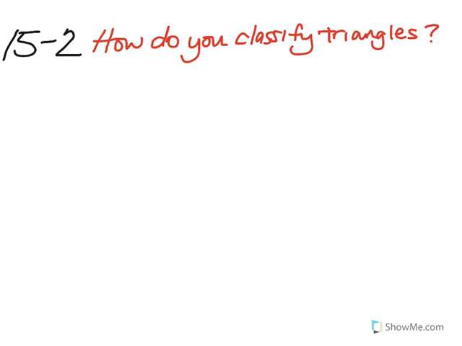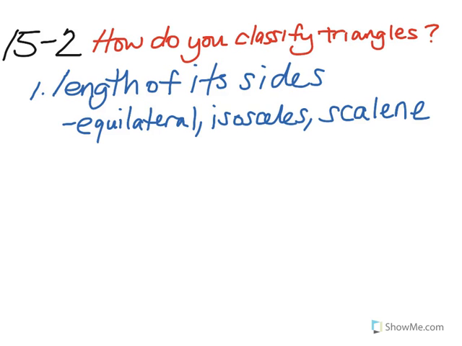So let's recap the important points of this lesson. First, one way we can classify triangles is by the length of its sides, and we use special names such as equilateral, isosceles, and scalene to describe the length of the sides.